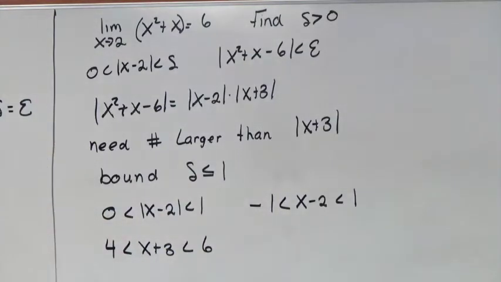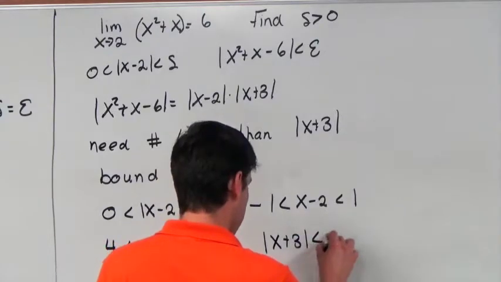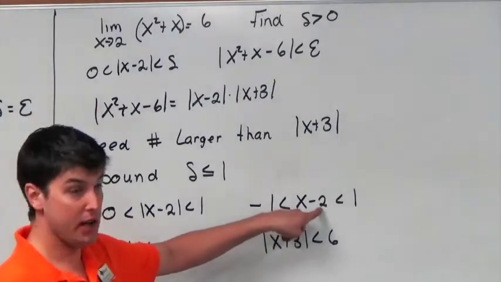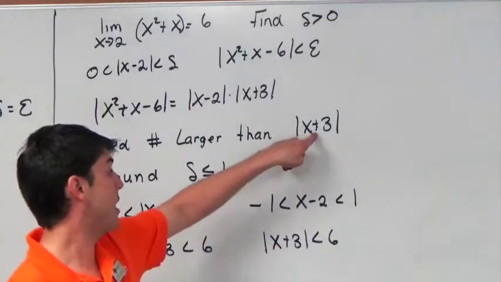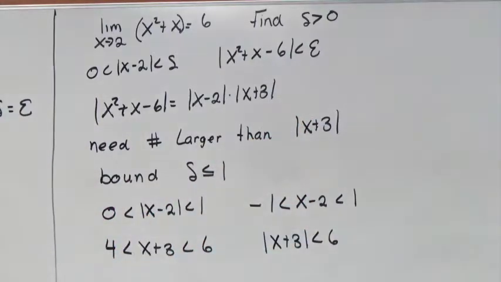So we have this number, x plus 3. It lives between 4 and 6. Any number between 4 and 6 will have an absolute value less than 6. How'd you decide to add 5? Well, what do you do to an x minus 2 to get to an x plus 3? You would have to add 5.